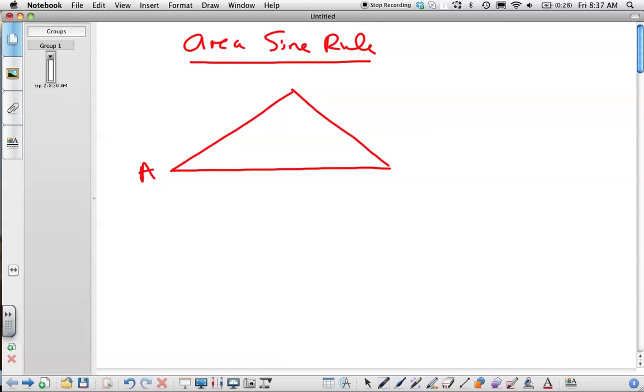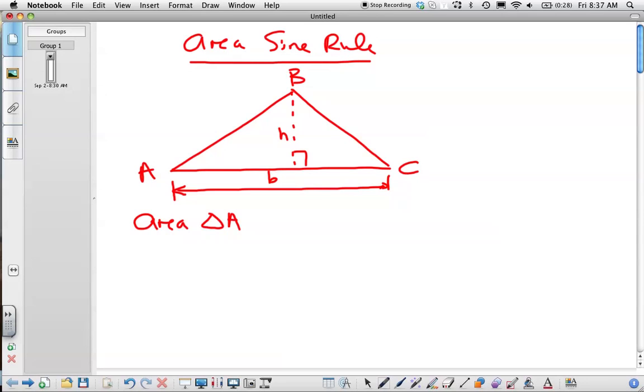If I've got a triangle ABC, and we know this length here, we can call that B, and we know what the height is, then we can say that the area of triangle ABC is equal to 1/2 the base B times the height. I'm sure you've all seen that formula and heard of that before. Now from this formula, we're going to develop another formula that uses the angles.